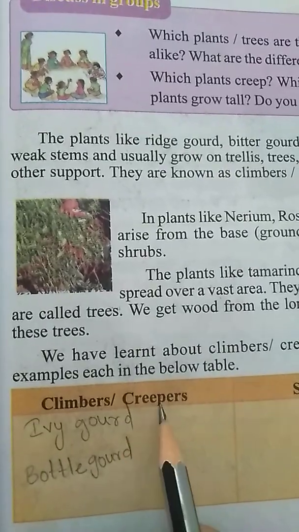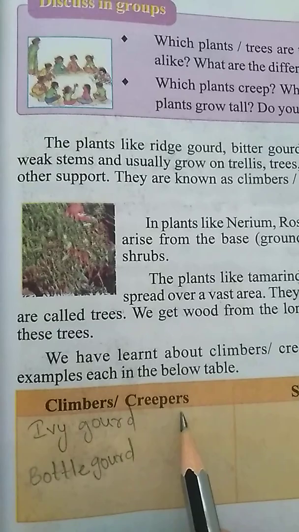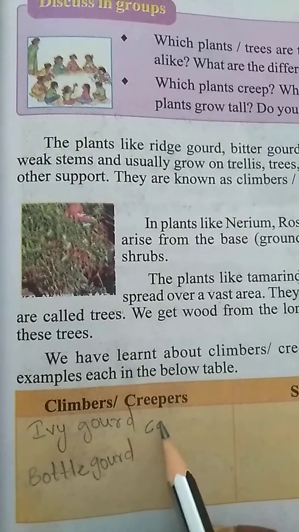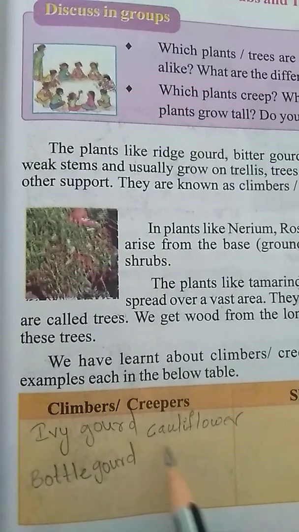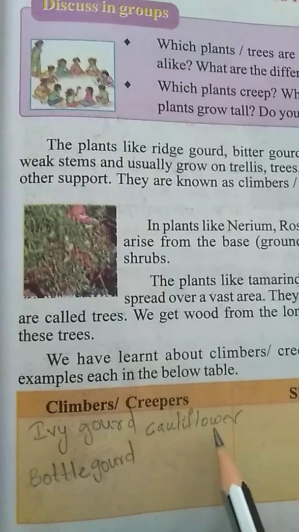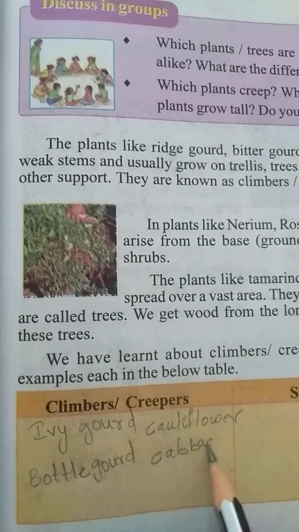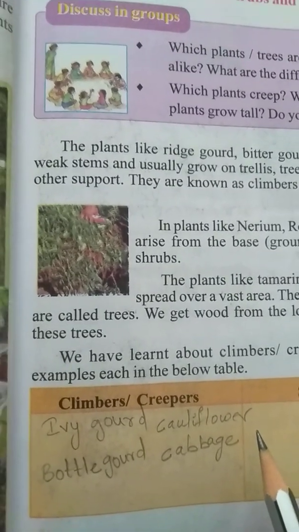Then creepers. Creepers grow on the ground only. They do not climb. What are those? Cauliflower. Cauliflower. Cabbage. They grow on the ground.